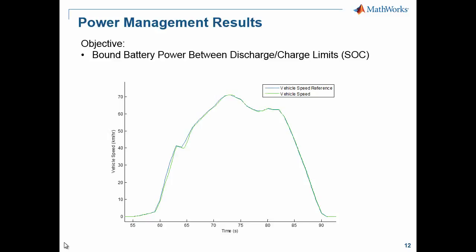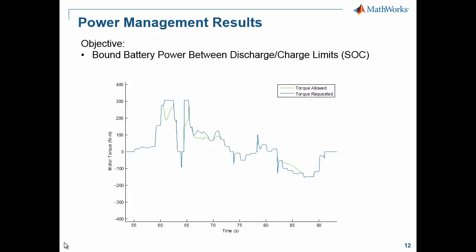Let's look at this portion of the USO6 drive cycle. The vehicle is accelerating, then slowing down and braking. This figure shows the torque requested and allowed during the acceleration and deceleration event. The torque requested is the blue signal, and the torque allowed is the green signal. When the requested and allowed torque signals do not overlap, it indicates that the battery limits would have been exceeded.